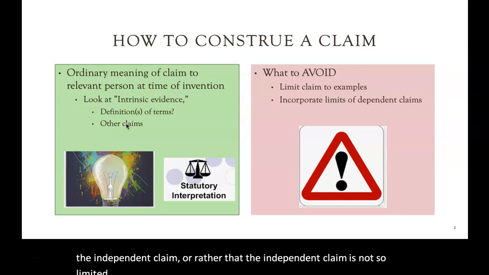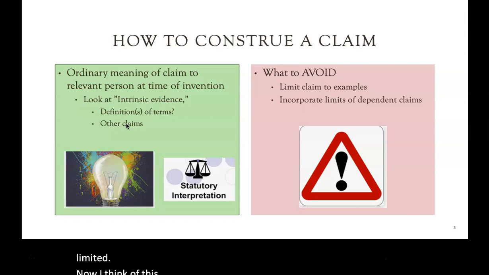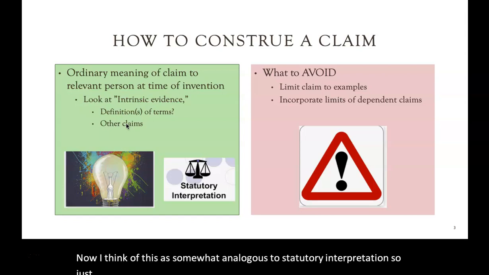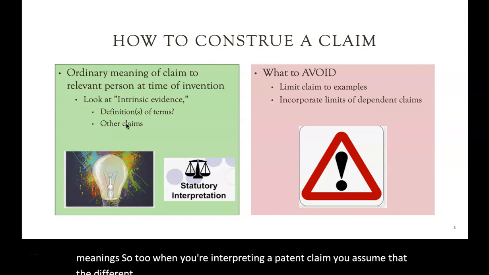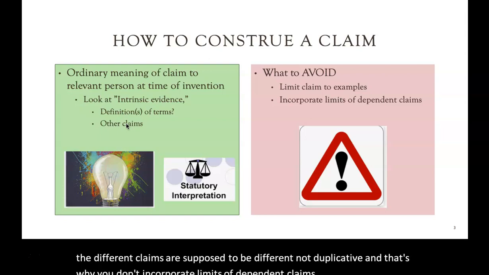Now, I think of this as somewhat analogous to statutory interpretation. So just as when you're interpreting statutes, you assume clauses have different meanings, so too when you're interpreting a patent claim, you assume that the different claims are supposed to be different, not duplicative. And that's why you don't incorporate limits of dependent claims into the independent ones.